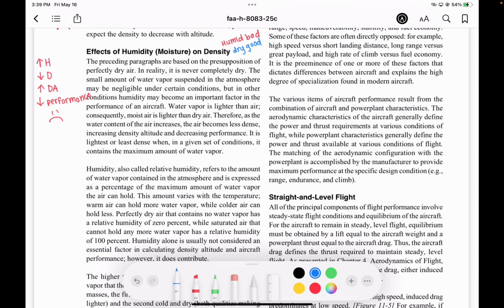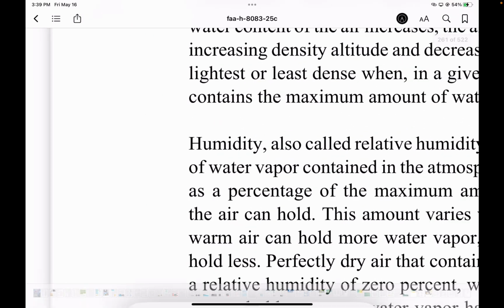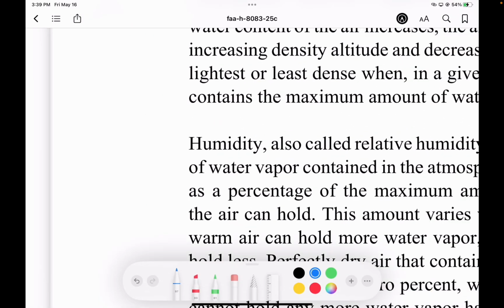Why does humidity cause a decrease in density? The reason for that is because water vapor is lighter than dry air. So if you imagine in your head, you know what, you don't have to imagine, I'll draw it for you. Okay, this is a box of air. The box of air has air in it. What a surprise. Those dots are just air molecules, right?